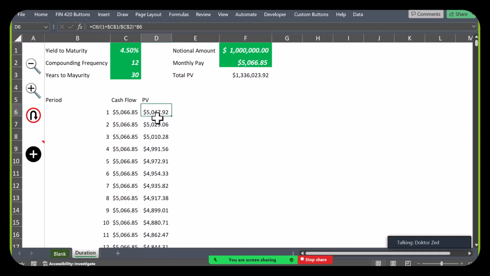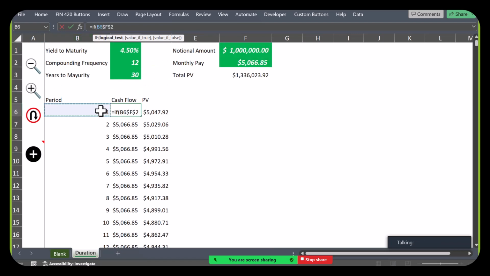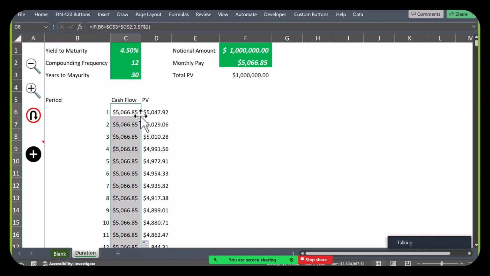Oh, because I wasn't careful. I should have said if this is greater than years to maturity times compounding frequency, F4, then 0, otherwise that payment. Okay, now they like it.